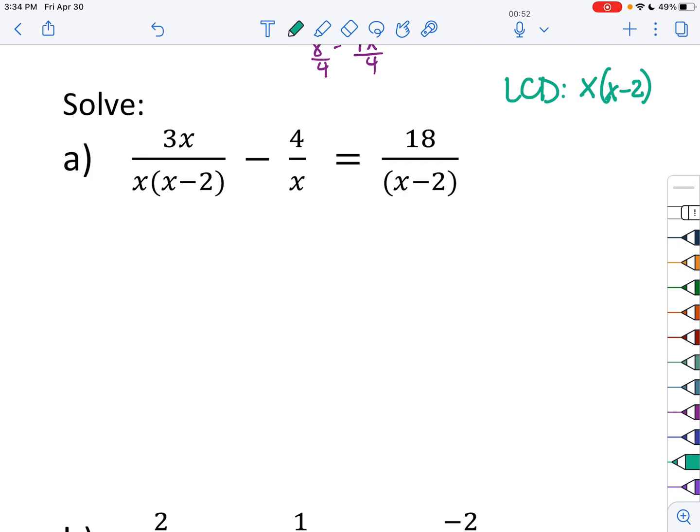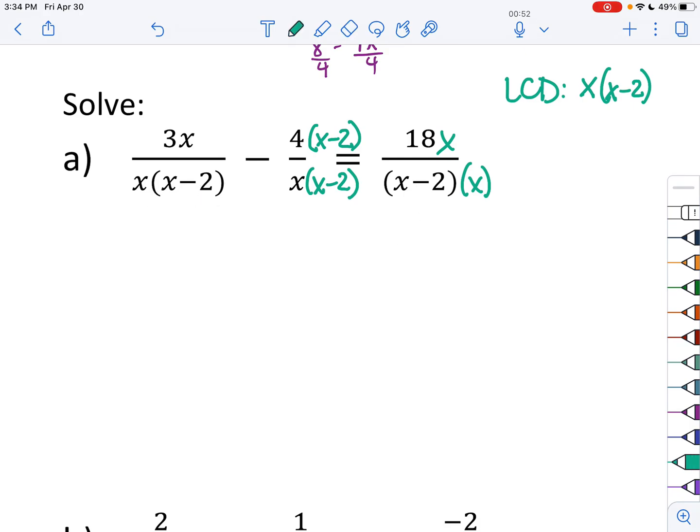Now, if I want each and every denominator to be this way, I've got to do some multiplying. My x is missing the x minus 2, so I'll multiply that on top and bottom. And then my x minus 2 is missing an x. So I'll multiply that on top and bottom.